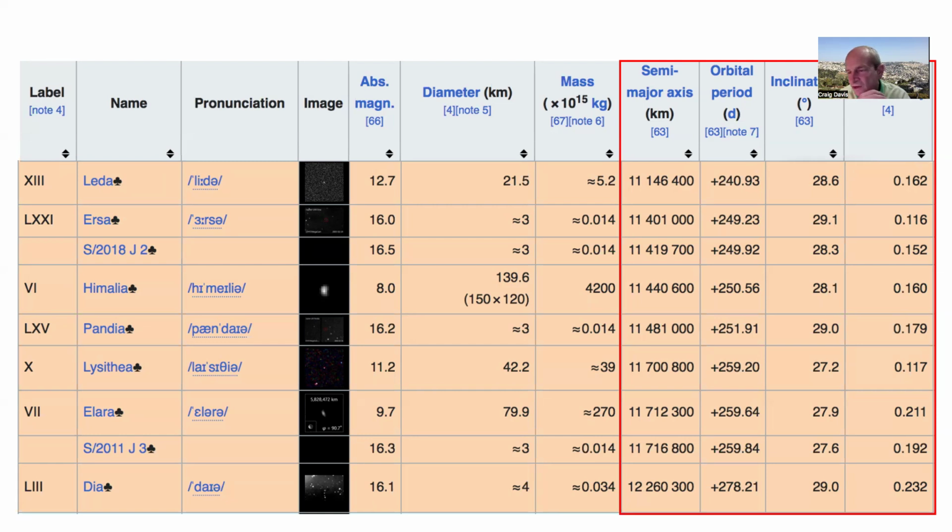Well, like that column on inclination, in a regular moon, that number can vary from 0 to 180. But if you look at this, you can see that everything in that group just varies from 27 to 29. So they're almost all the same. The distance from Jupiter is almost all the same. In other words, they're all very, very similar. So they're called an irregular moon group. And they're named after the biggest moon in the group, which is Himalia.